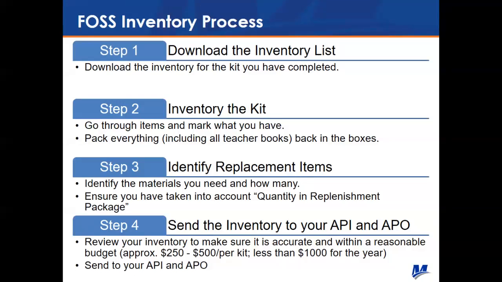So for step 3, what you want to do is make sure that you have the correct number listed in that column G, the replenishment order quantity. The number written in column G will be the number of replenishment packages ordered. So you need to make sure that you check the quantity in replenishment package in column D. And let me show you what I mean by that.